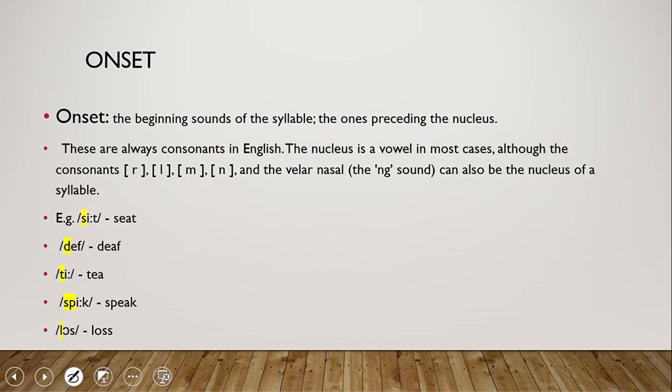So, onset. Onset is the beginning sound of a syllable, and it is mostly a consonant sound. For example, in the word seat, the s sound is in onset position, and it is a monosyllabic word. And in the word deaf, the d sound is in onset position. Let's take the example of the word speak. What is happening here is that there are two consonants, s and p sounds, so both are in onset position.